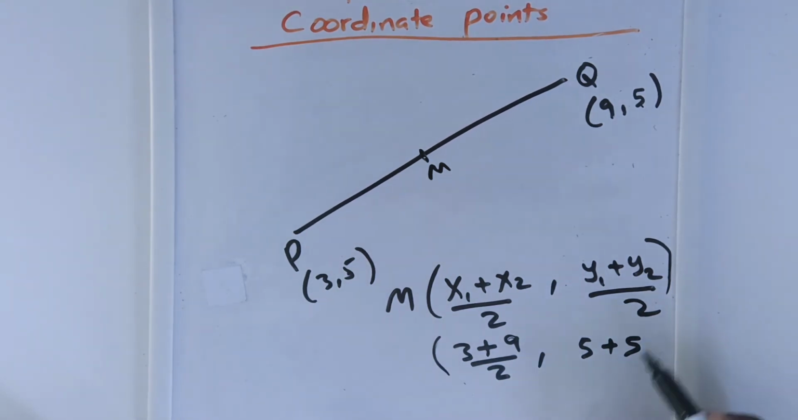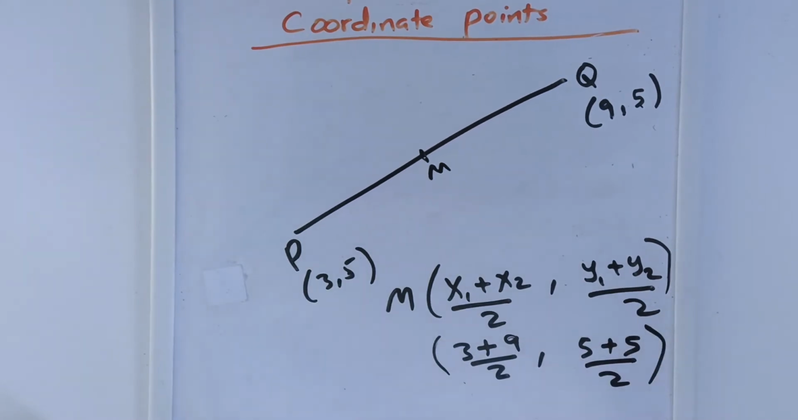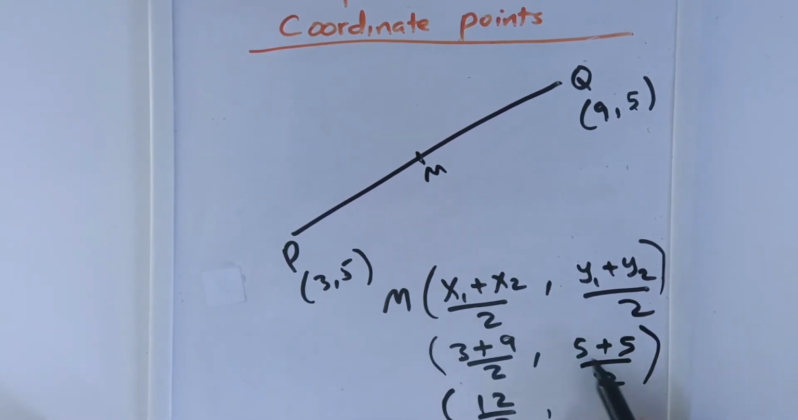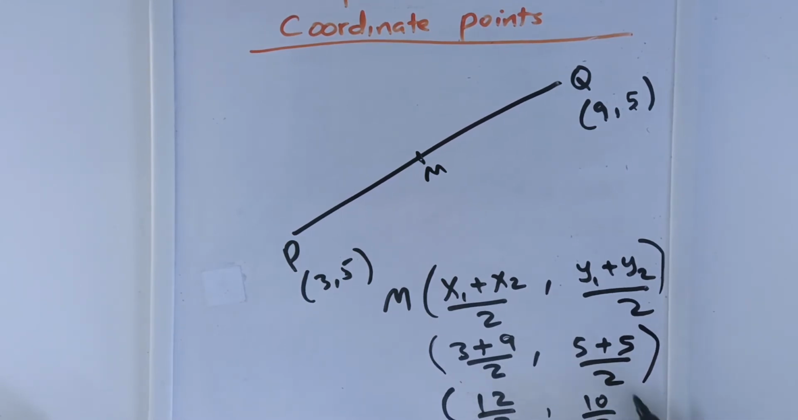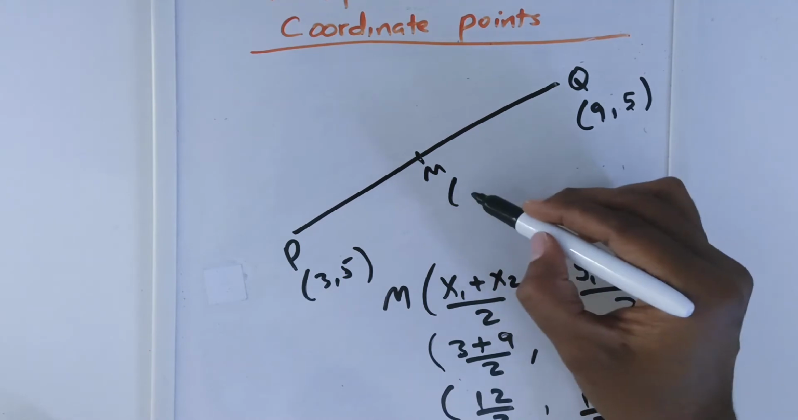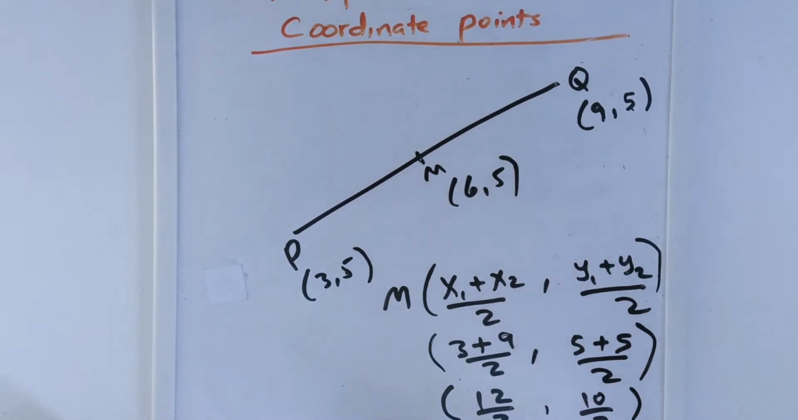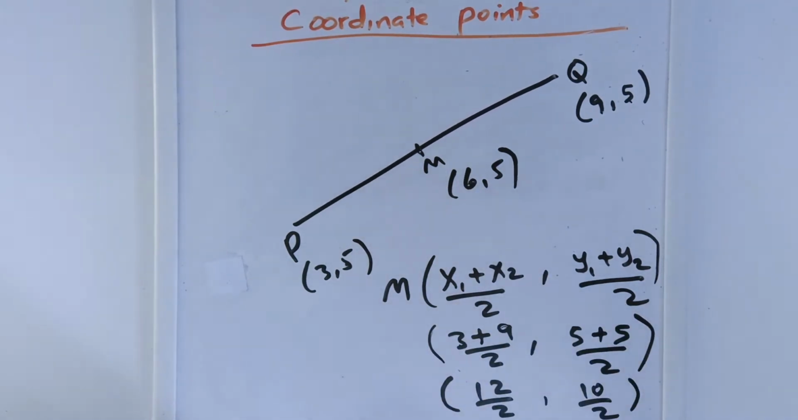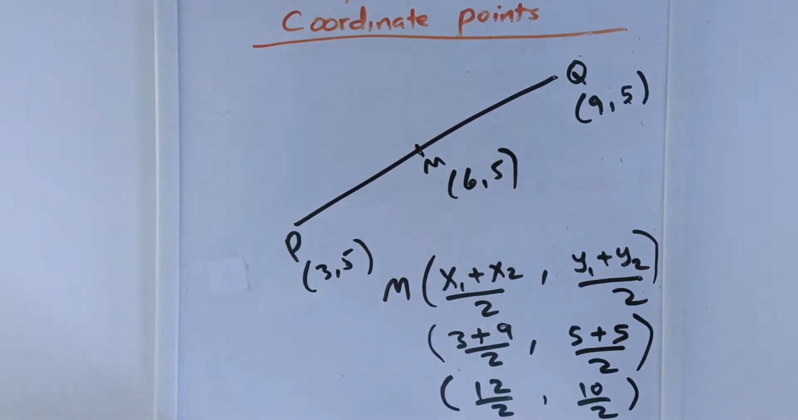Okay, so you divide that by 2. When you add 3 and 9, that gives me 12 divided by 2. When you add 5 and 5, that's 10. 10 divided by 2. So 12 divided by 2 is 6. 10 divided by 2 is 5. So your midpoint in this case is 6 and 5. Always the first number of a coordinate is the x value. The second one is always the y value, just to make that clear. Okay?